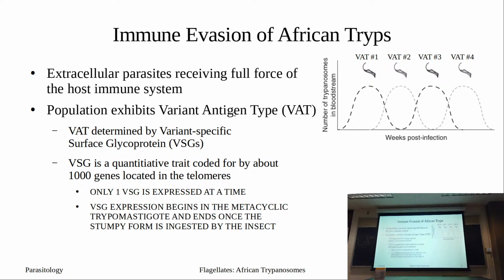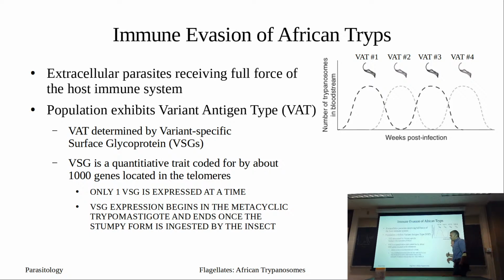All right, immune evasion. This is really the reason for the intermittent fevers. All right, so how does it do this? Well, we have to recognize that these parasites are in the blood and the tissue fluid. They are facing the full assault of the host immune system. They're dealing with complement-driven lysis. They're dealing with antibodies. They're dealing with cellular responses. All right, they're facing the full force of the host immune system. Yet they persist. They're really good at persisting. So how do they do that?